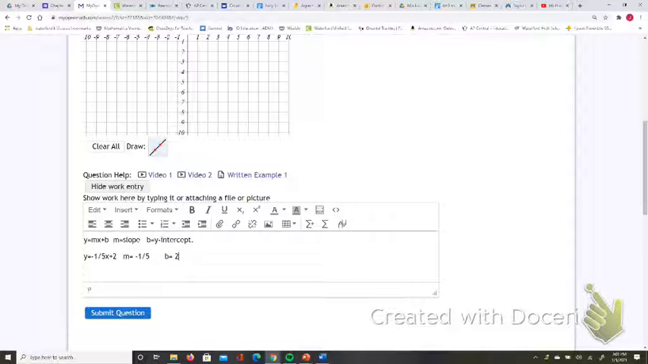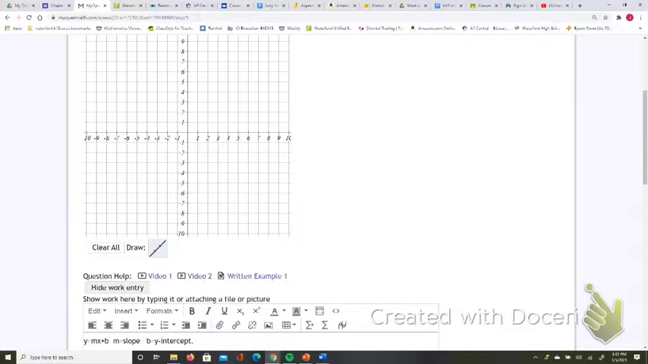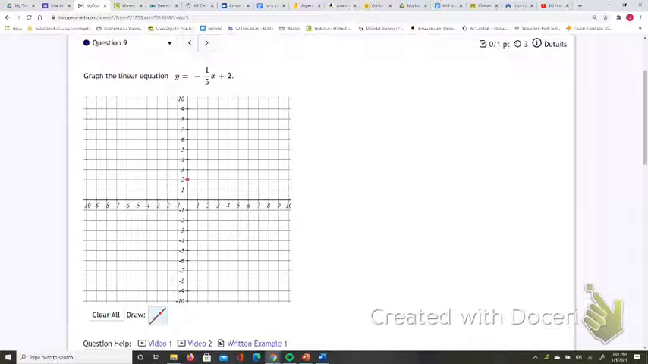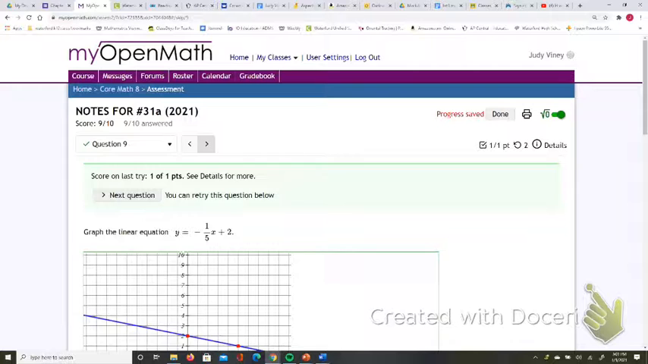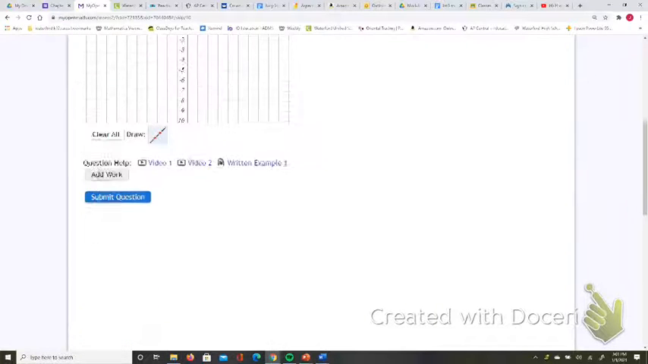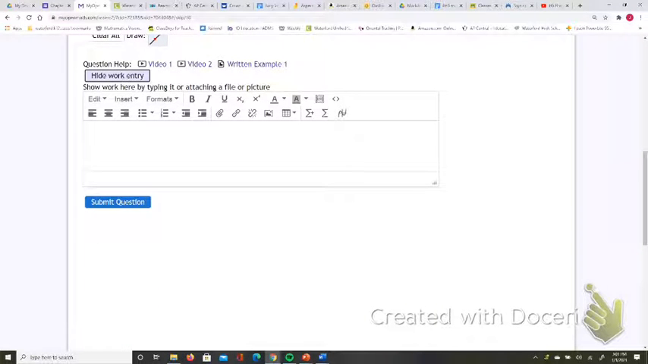Okay, so we always start with the b, the y-intercept. So we need to put a dot at 2. And then our slope is -1/5. So from our dot, we're going to go down 1 because it's negative, and then right 5: 2, 3, 4, 5. And submit. And then finally, the last one, click your add work.